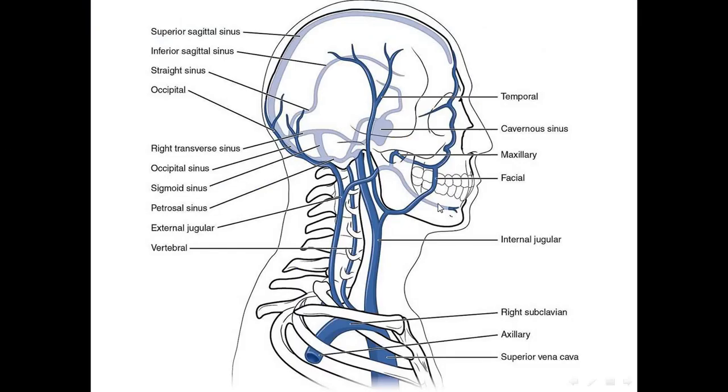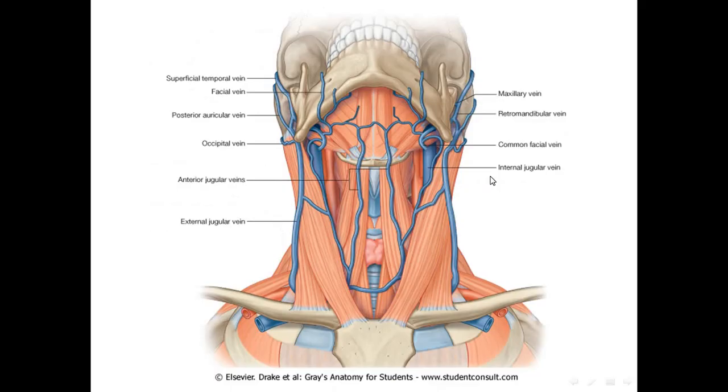So here let's have a look at the venous system of the head and neck. As we mentioned previously, these are the dural venous sinuses within the cranium. Then they drain into the internal jugular vein, which descends through the neck to join the subclavian vein, which accompanies the subclavian artery, to form the brachiocephalic vein. And this is the external jugular vein, which drains a part of the scalp and face.